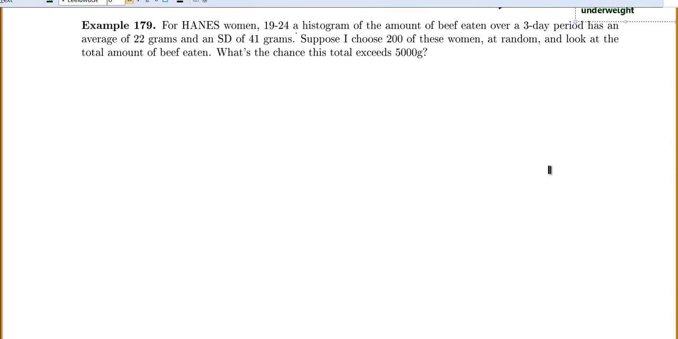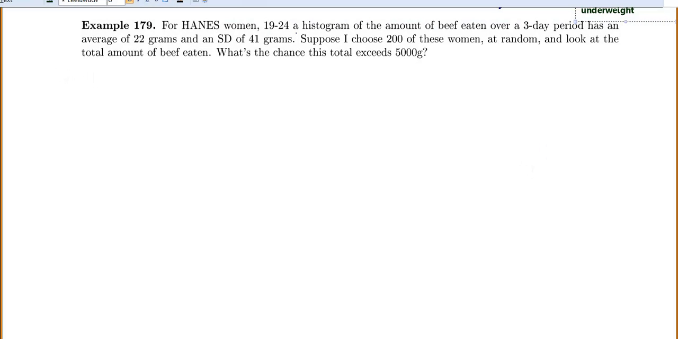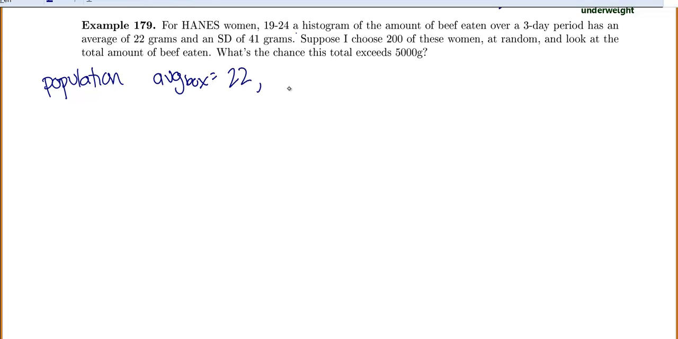And just one more. For Haines women, 19 to 24, a histogram of the amount of beef eaten over a 3-day period has an average of 22 grams and a standard deviation of 41 grams. So again, this is kind of our population, which represents our box. So the average of the box is 22, and the standard deviation of the box is 41. Suppose I choose 200 of these women at random and look at the total amount of beef eaten. What's the chance that this total exceeds 5,000 grams?